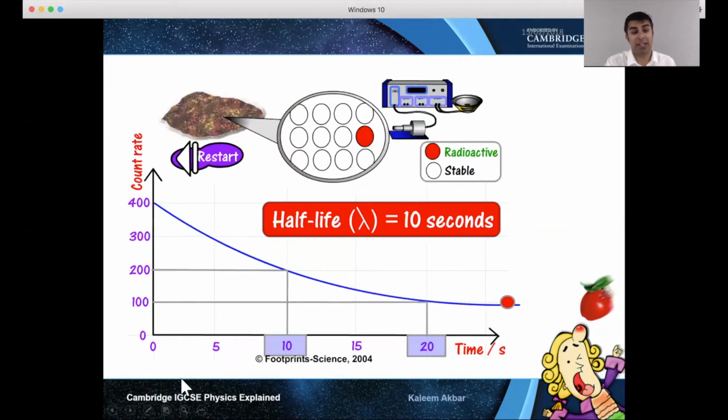If I asked you the activity 10 seconds before 0, in other words, if we went back the other way, well, if we know the half-life is 10 seconds, we don't halve it this time, we must double it, so the activity would have been 800.